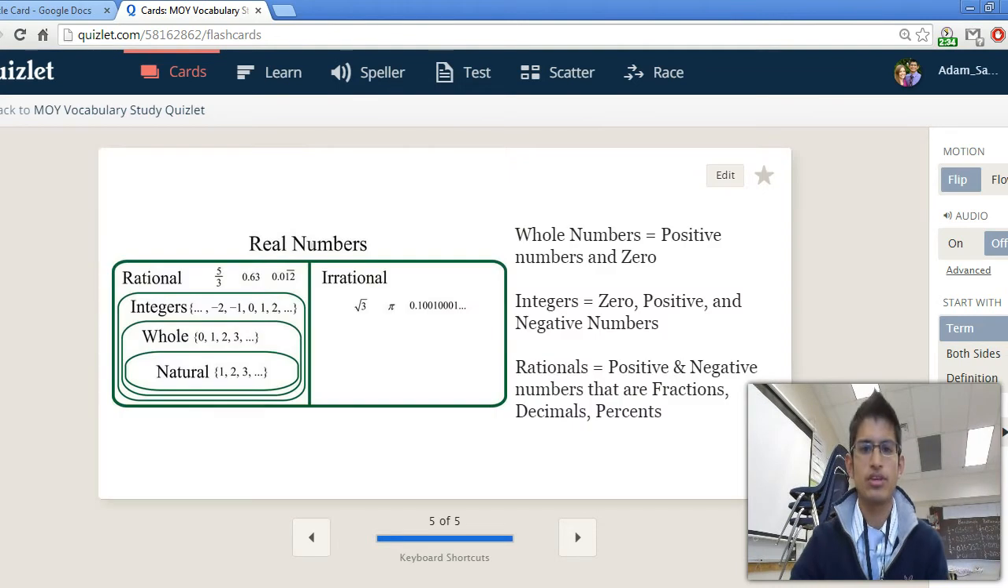And we've talked about these three types of number systems. We've talked about whole numbers right here, whole numbers. And whole numbers are positive numbers and zero. We've talked about integers. Integers are zero, positive, and negative numbers. And we talked about rationals. So rationals are positive and negative numbers that are fractions, decimals, and percents.